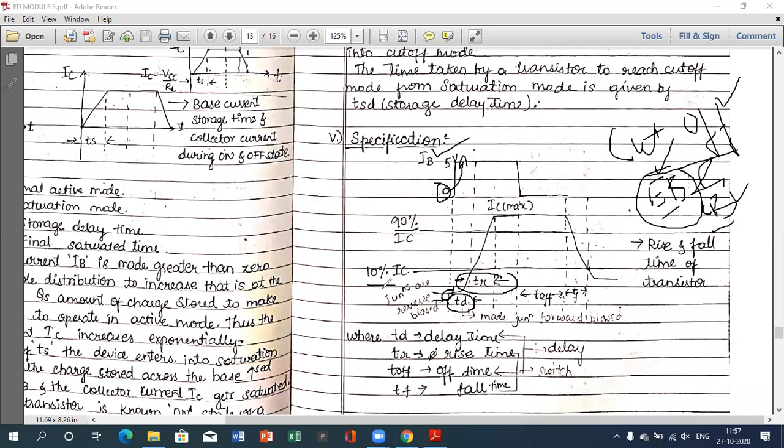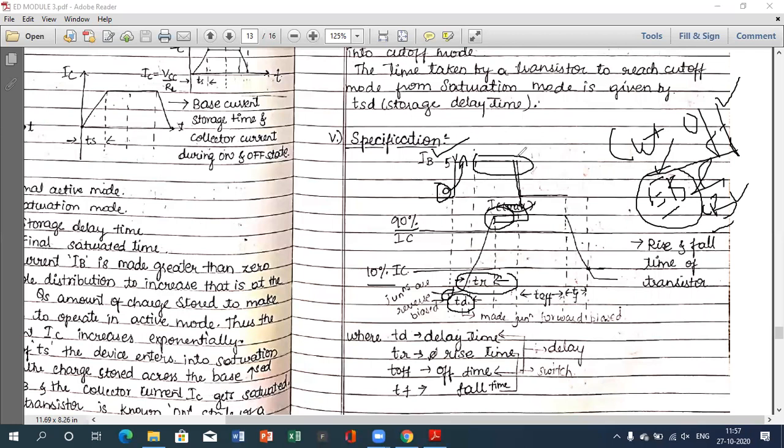The time taken to increase from 10% to 90% is called the rise time of the collector current of the transistor. Once the rise time is reached, the collector current reaches the saturation mode. When it reaches saturation, whatever the base current may be, the collector current remains constant. This much time the collector current remains in saturation for the base current.